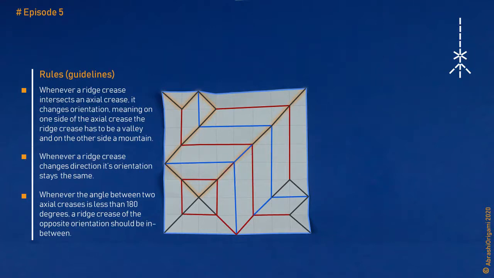After that, everything is quite simple. Every other segment has a different orientation, except when the ridge crease changes direction. In that case, the orientation stays the same. Do you see how orientation does not change when the ridge crease changes direction? It is a valley both before and after the direction change. So, using these two simple rules, we can define the orientation of all ridge creases. I hope these rules are clear.